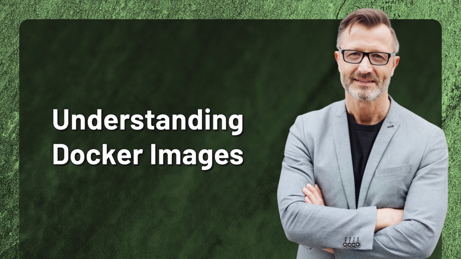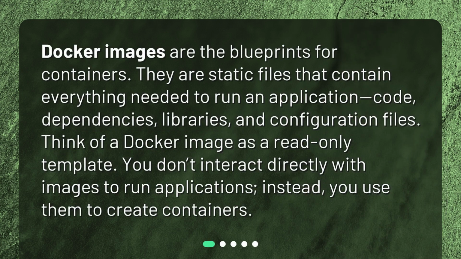Understanding Docker images. Docker images are the blueprints for containers. They are static files that contain everything needed to run an application: code, dependencies, libraries, and configuration files. Think of a Docker image as a read-only template. You don't interact directly with images to run applications. Instead, you use them to create containers.